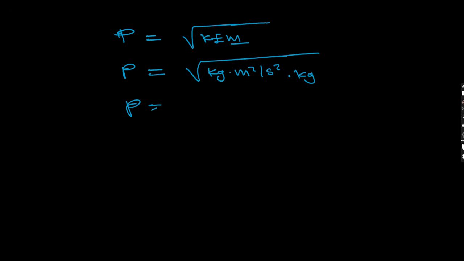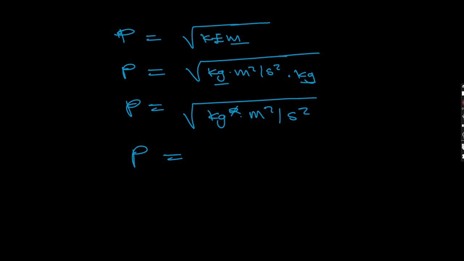So the units for momentum go as kg times kg. You're going to have kg squared, then meter squared over second squared. Since these are under the square root, all the squares are going to cancel with the square root there. So our answer is going to be kg meter per second. This is how you find the units.